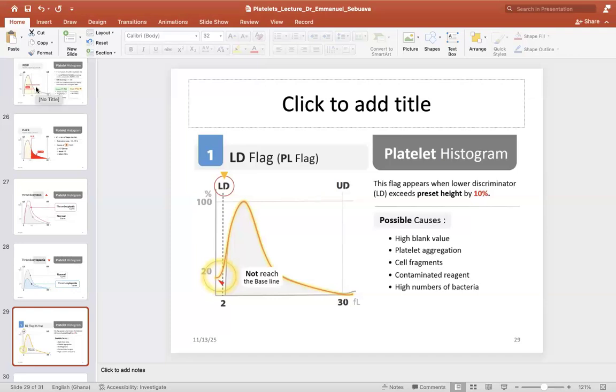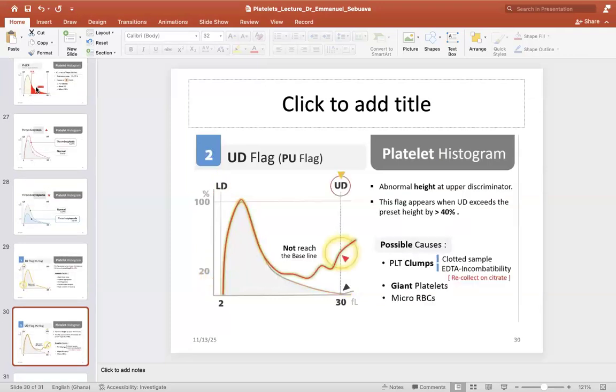Contaminated reagent, okay, here it comes. I've mentioned that earlier. High numbers of bacteria in the reagent. I think I mentioned that too earlier.